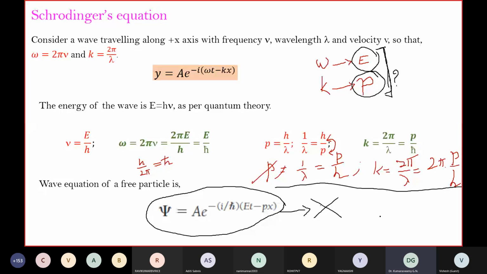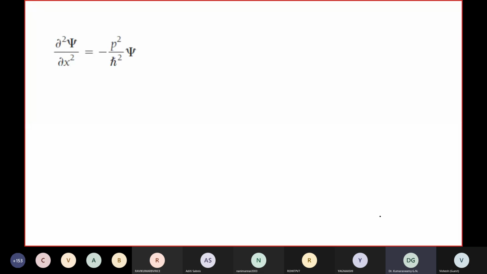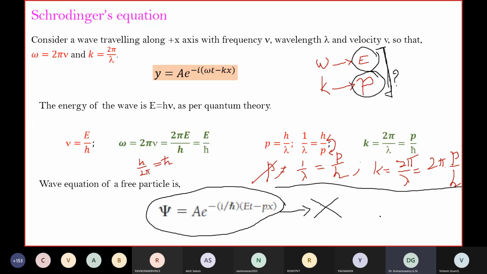Next. Differentiate the above equation. You give an equation number to this. What equation number do you want? Let's call it equation 2. We'll call this equation 1.